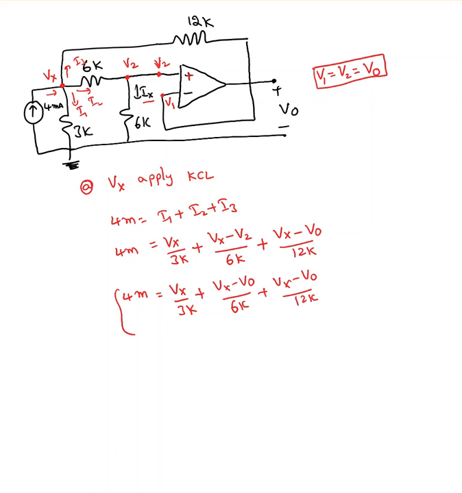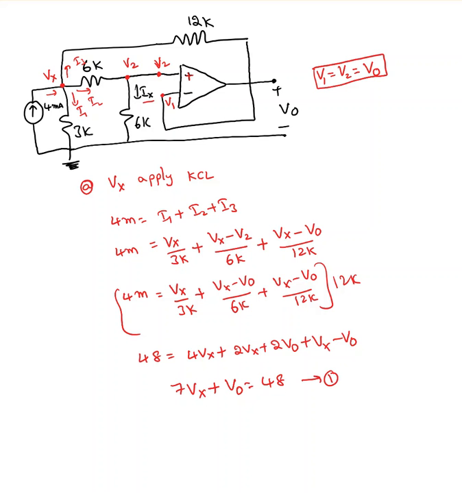So I'm going to multiply this with 12k. I will end up with 48 equal to 4Vx plus 2Vx plus 2V naught plus Vx minus V naught. So we'll end up with 7Vx plus V naught equal to 48. This is my equation 1.